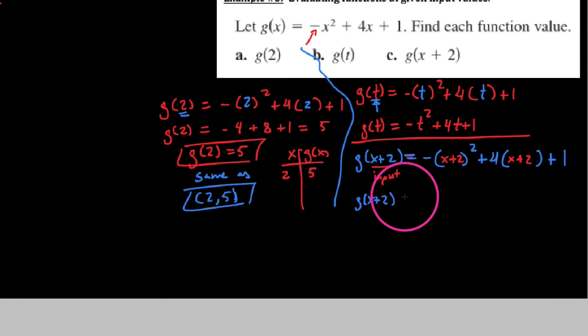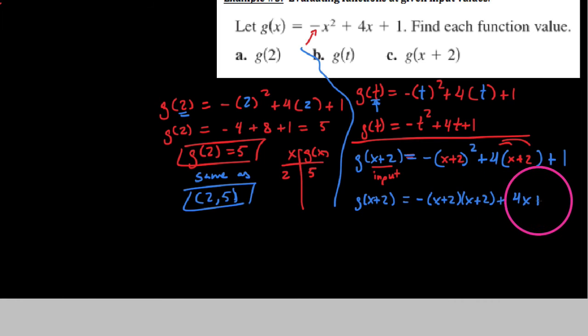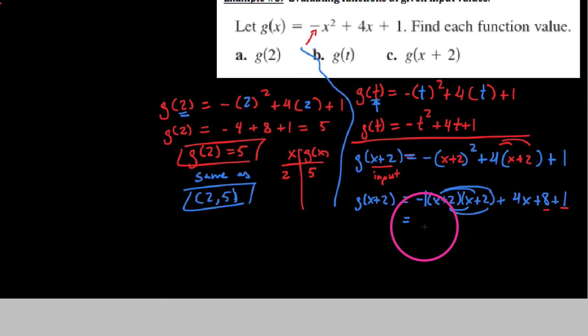So g of x plus 2, the first thing I want to do is square this x plus 2, and distribute my 4 throughout as well. So we get 4x plus 8 plus 1. Looking at these, we have some like terms we can combine. I'm going to save this negative out in front and FOIL these two first, so I put negative 1 out in front of what we get. Taking x times x, we have x squared. x times 2 is 2x, 2 times x is another 2x, and 2 times 2 is 4.